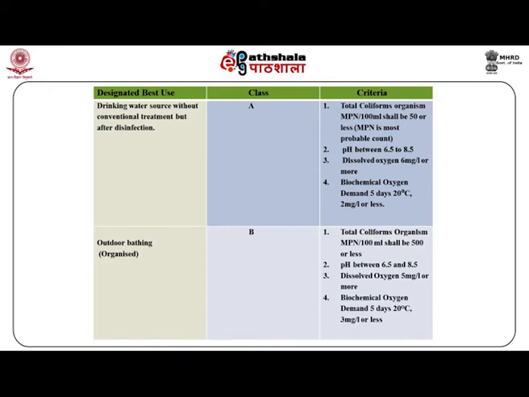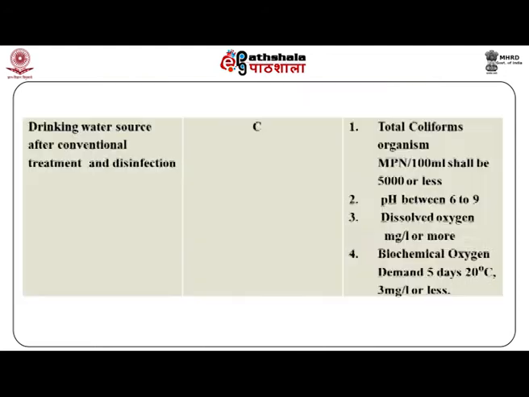It is the organized outdoor bathing. It falls into class B and the criteria are: total coliform organisms, the MPN in 100 ml, shall be 500 or less. Second criterion is pH should again be between 6.5 and 8.5. Third is the dissolved oxygen should be 5 milligrams per liter or more, and the BOD should be 3 milligrams per liter or less in the same conditions, that is 5 days and 20 degrees Celsius temperature.